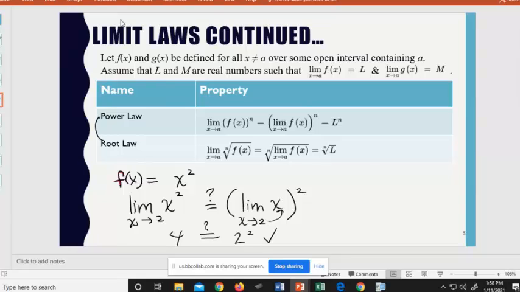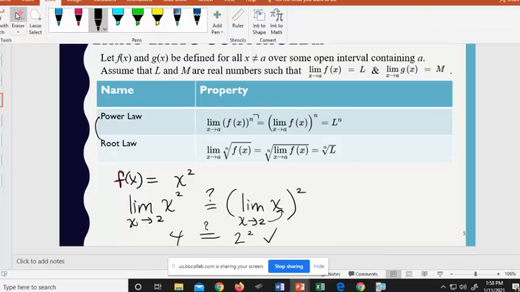Now, the root law is very similar to the power law because remember, a root can be written as a rational exponent. So a square root is what power? Yeah, 1 over 2, right? A half is the exponent, or for a cube root a third is the rational exponent. So that's why these are so closely related. It's just because of whatever that exponent is. It just happens to be a fraction. Okay? Any questions?